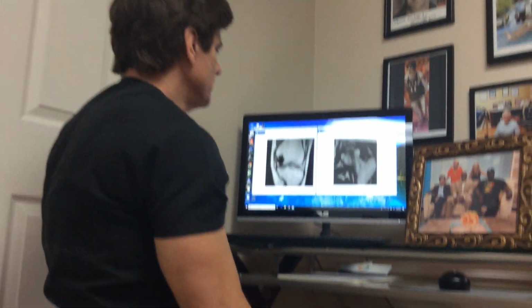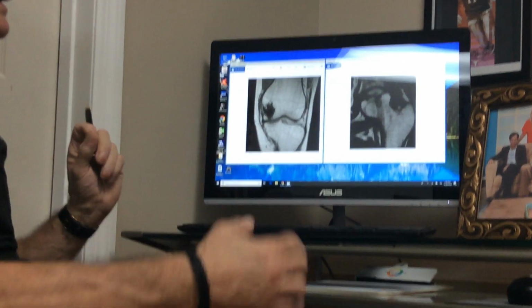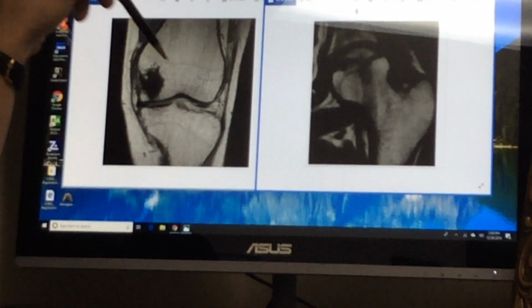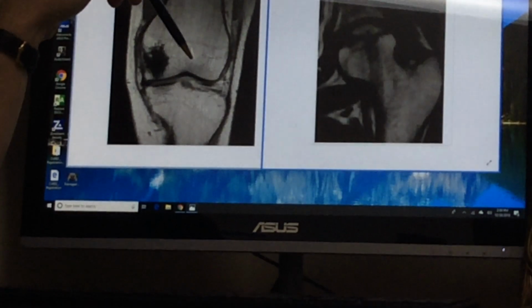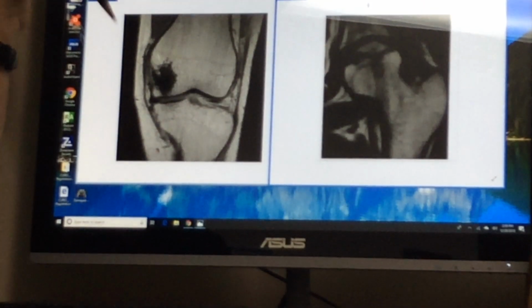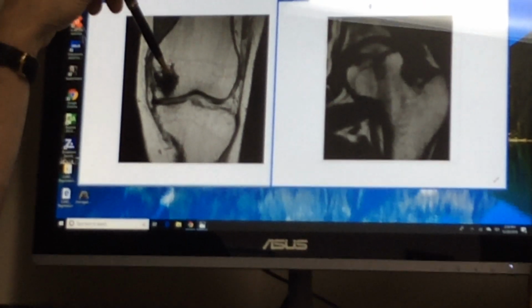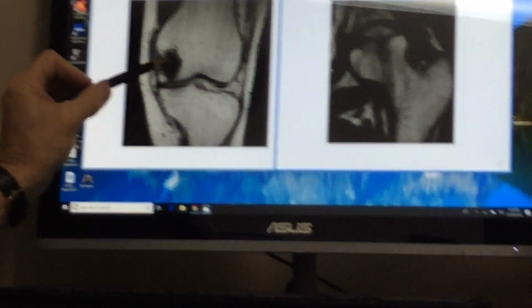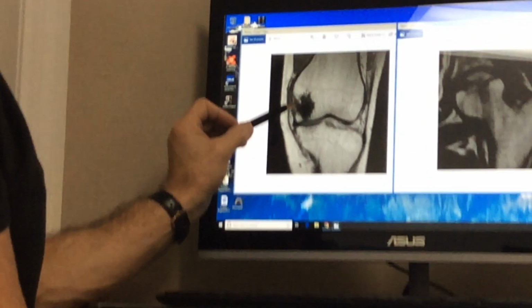This is an illustration of a case of multi-joint AVN, and we're looking at the knee, and this is the femur and the tibia. This blackened lesion here is an area of avascular necrosis in the knee. So that is a clear indication of the necrotic lesion.